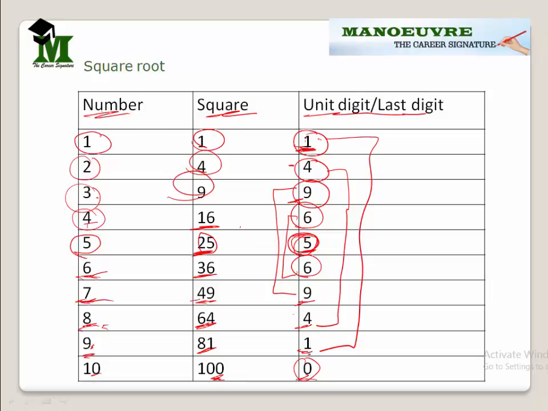So what I am trying to say is, whenever the unit digit is 1, you have to think of which numbers have unit digit 1. The only numbers possible are 1 and 9. 1 square gives me 1, 9 square gives me 81, and both unit digits will be 1. On the basis of this, I will solve the question.